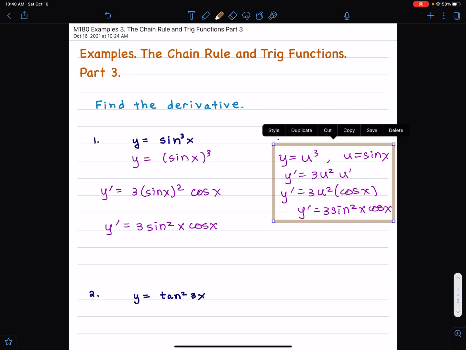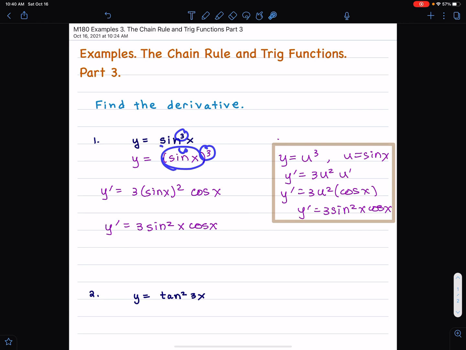But anyway, got that. Once again, the 3 up here means sine of x all raised to the third power. Sine is the inside function. So u to the third power is 3u to the second power times the derivative of u. What's the derivative of u? The derivative of sine x is cosine x. And there you go. Done.